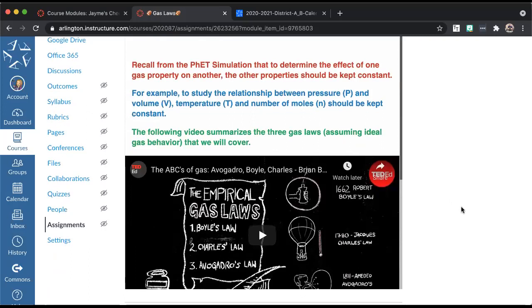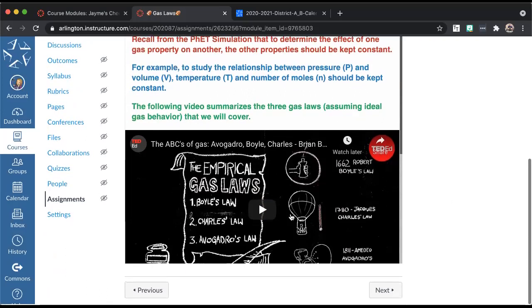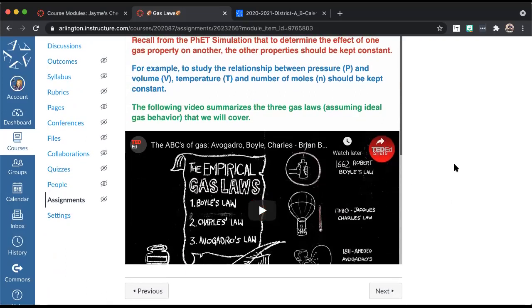And so the three laws that we're going to talk about today are sometimes called the ABCs of gases, because their names all start with A, B, C. So you have Avogadro's law, Boyle's law, and Charles' law. There's a little video summary here that you can watch that's going to give you some background on all three of them, summarizing them.